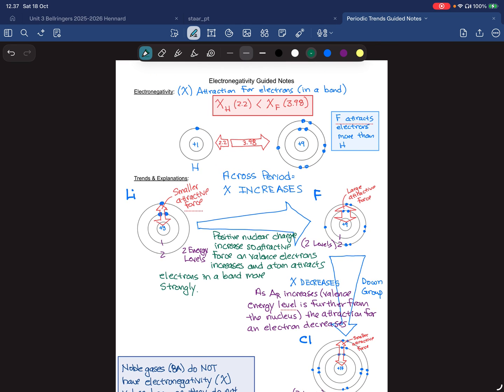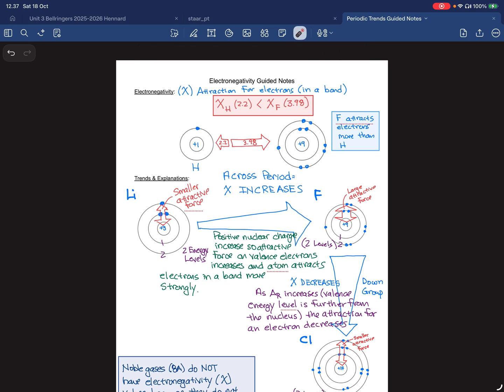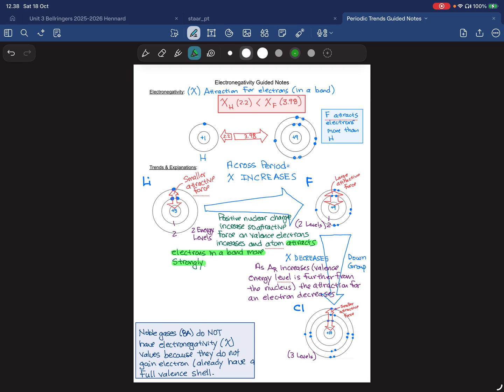Because remember, electronegativity is attraction for electrons in a bond, right? And so because of that, we say attracts electrons in a bond more strongly, right? That's what electronegativity is. All right, so there's your across the period trend.